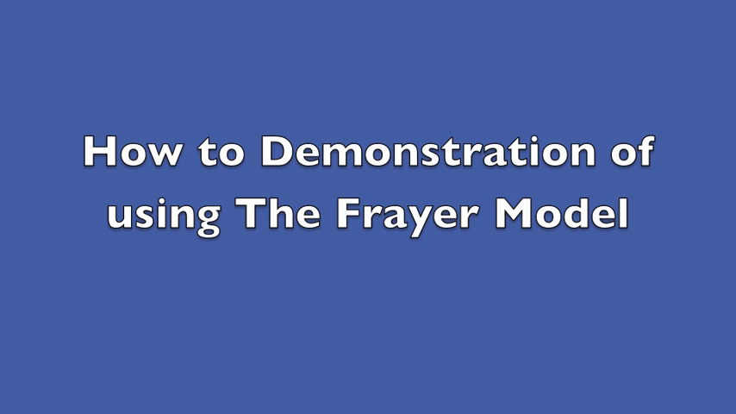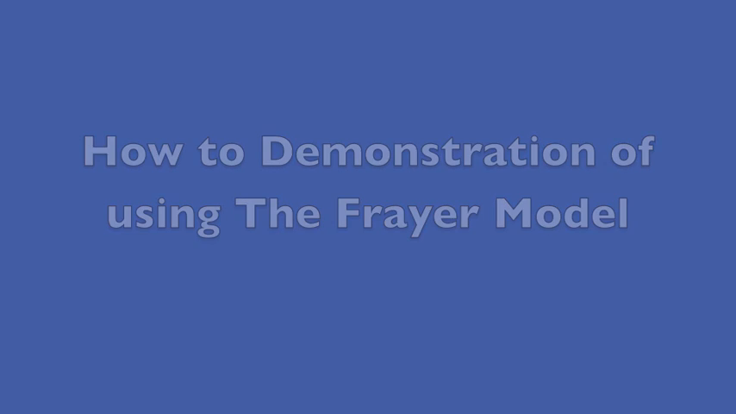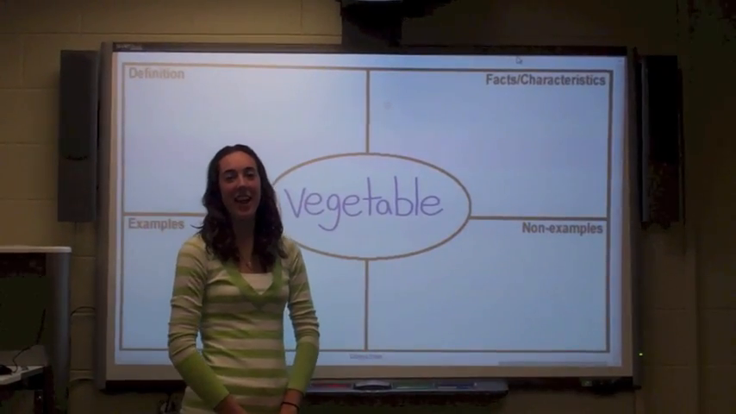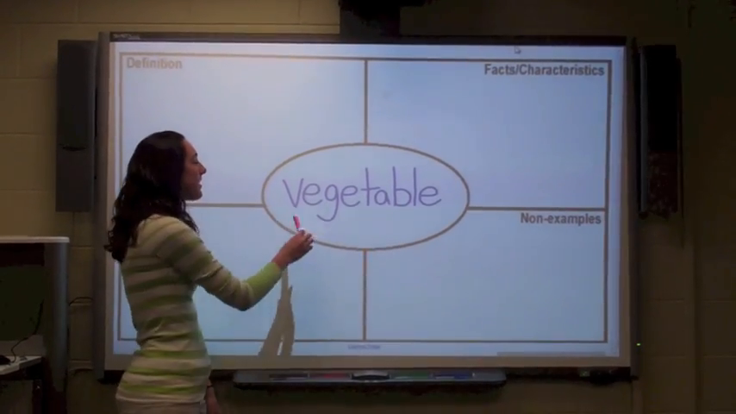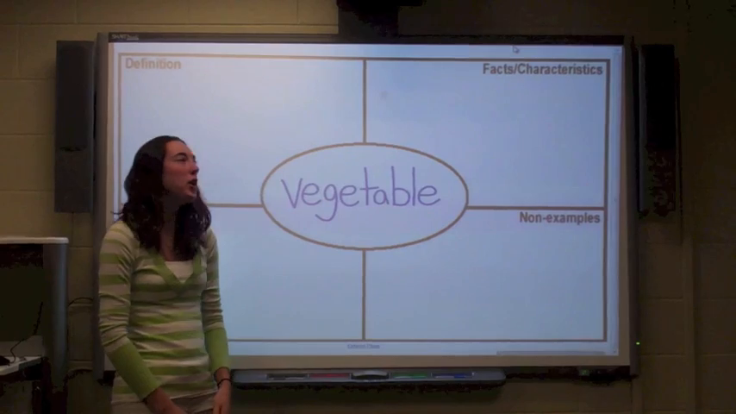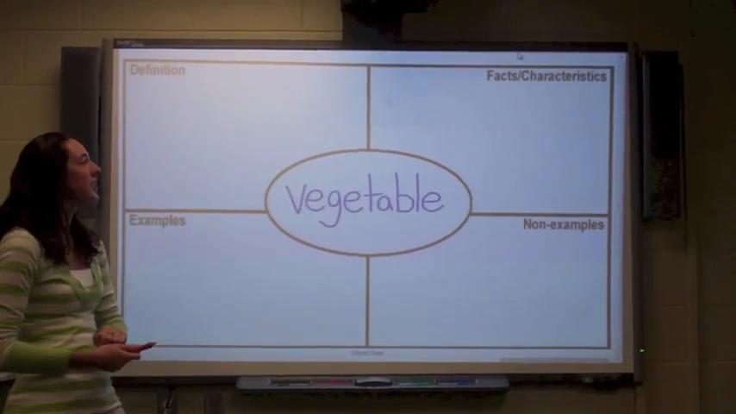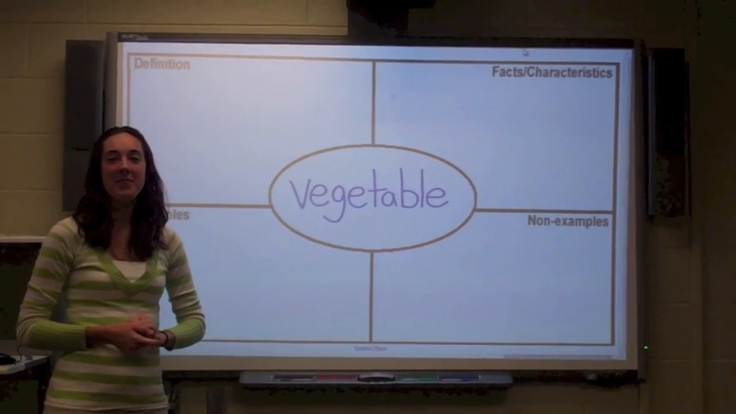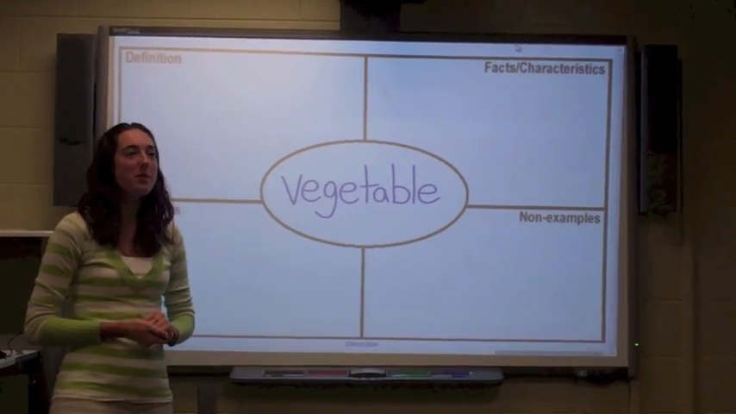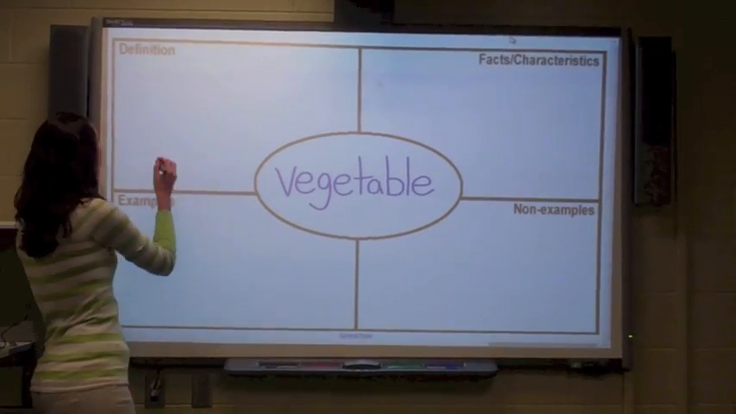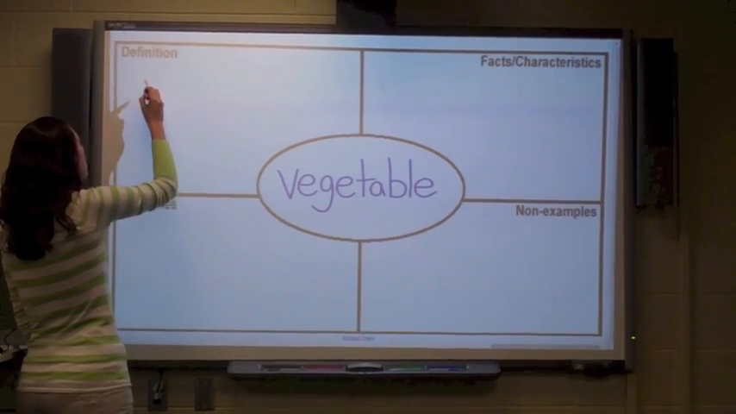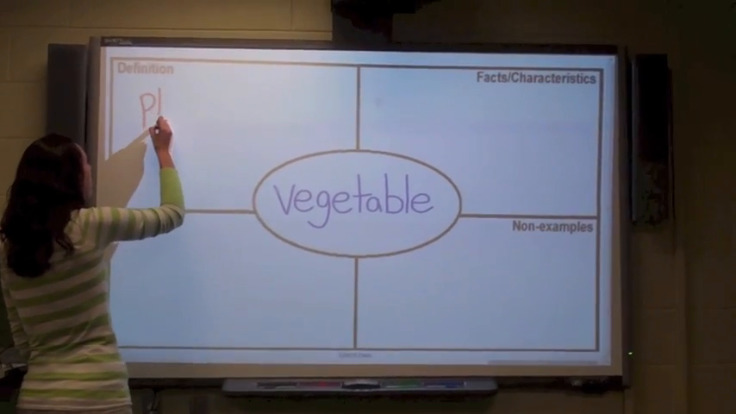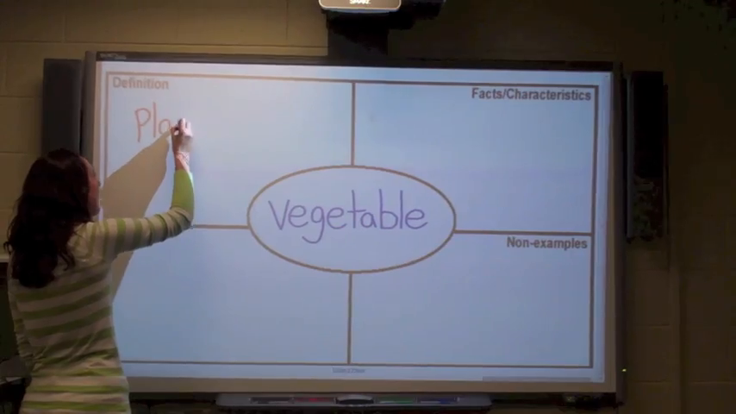This is going to be a demonstration of how to use the Frayer Model in your classroom. Good afternoon, class. Today's word is vegetable. Who knows what the definition of a vegetable is? It's a plant that we can eat. Yes, you are absolutely correct. So, in this box that says definition, we're going to write a plant that we can eat.